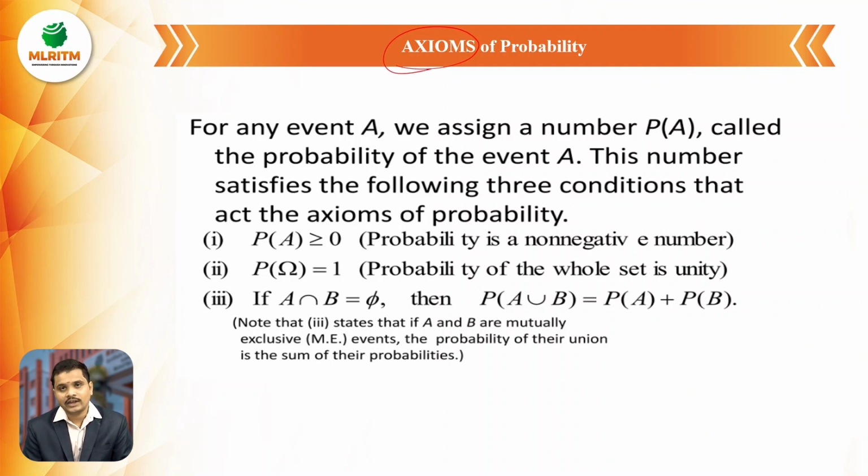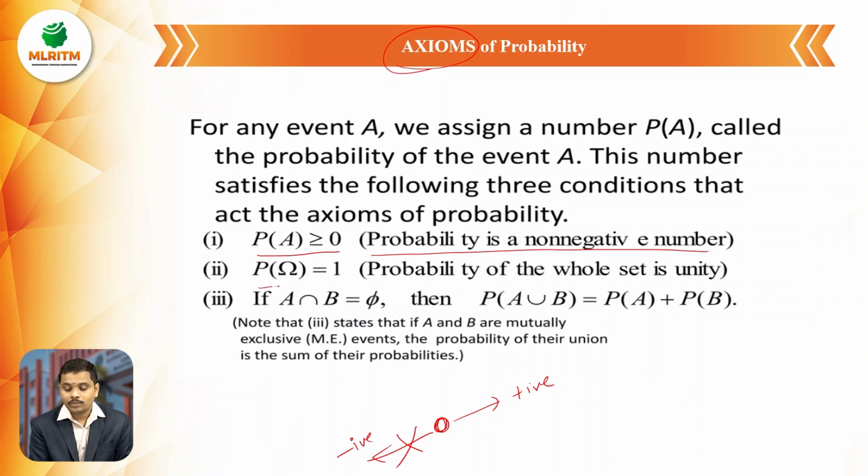For any event A, what are the axioms of probability? What we have to follow as standard for an event. The first one is P(A) greater than or equal to 0. That means probability is a non-negative number, starting from 0 up to a positive number only. That is the first axiom. No negative numbers.